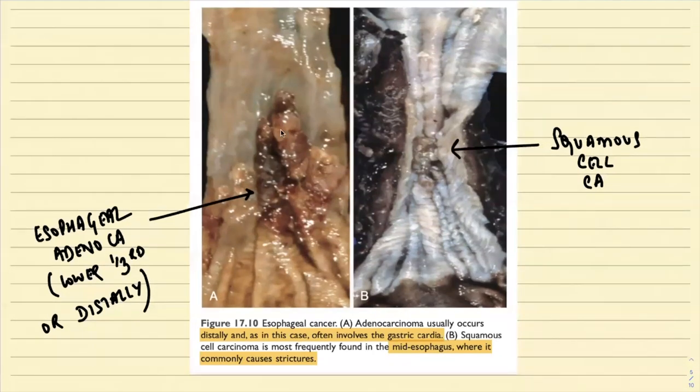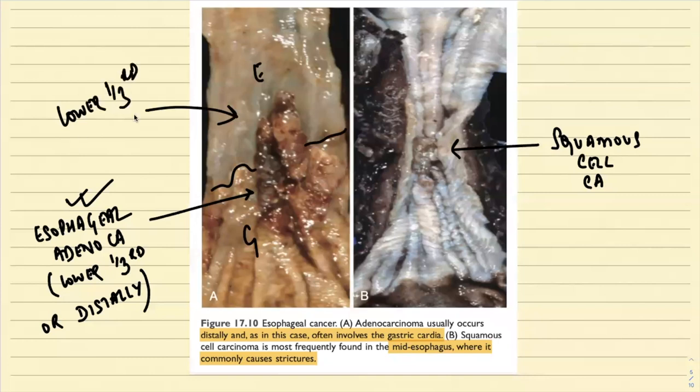So this is the gross image. This is the esophagus, this is the stomach, and this is the gastroesophageal junction. Basically, this is the esophageal adenocarcinoma on the left-hand side. Why am I showing you this? Because over here, this is the lower one-third of the esophagus, which is the most common site for esophageal adenocarcinoma. It occurs distally. Whereas on the right-hand side, this entire thing is the esophagus.